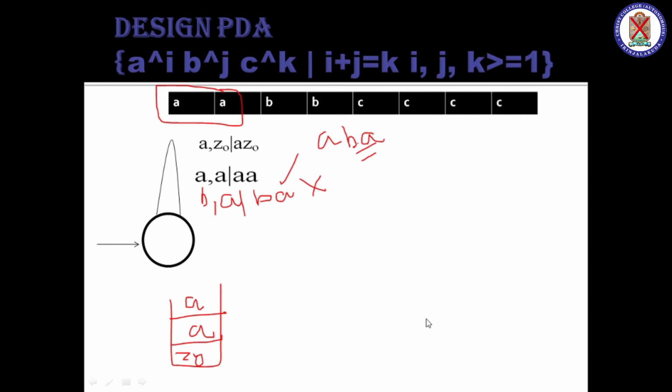That is, the first loop must be specified for A. If B comes, then nothing will move it to the next state. It will be stuck there. Okay. So next, what are we using?